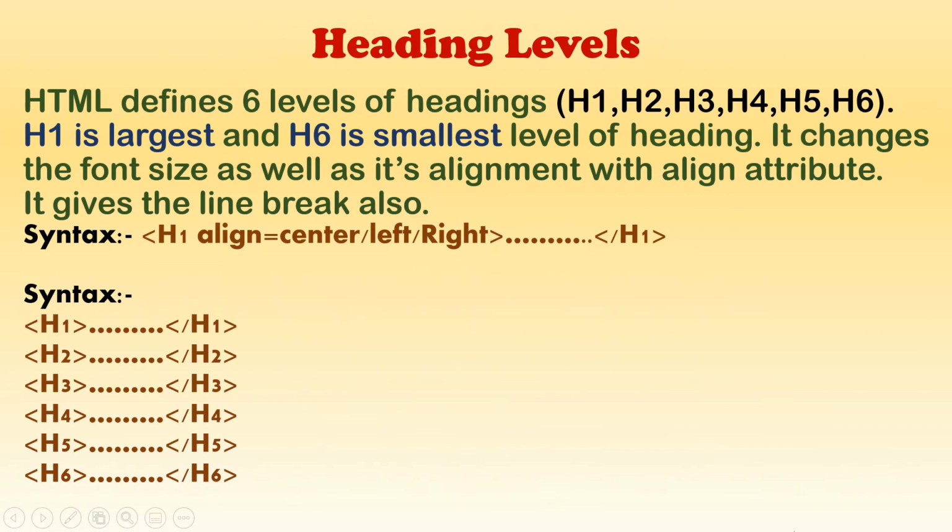Now we are discussing the heading levels. We have 6 levels of headings, H1 to H6, and H1 is the largest and H6 is the smallest. The basic function of heading levels is to change the font size. It gives the line break also, and we can align our text in center, left or right position. So it performs 3 functions. It aligns the text, changes the font size, and it gives the line break.